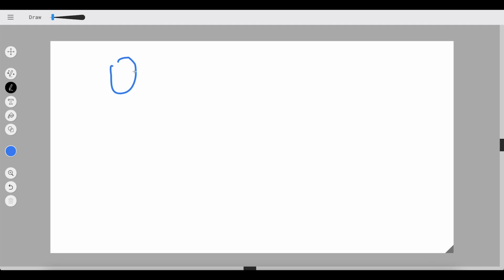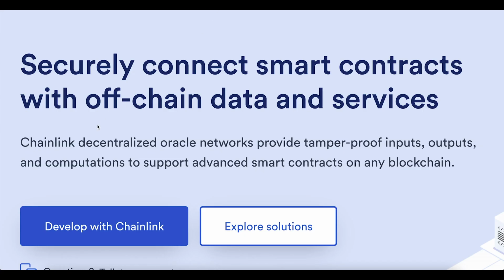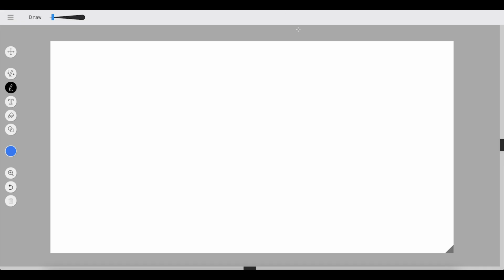Now they said off-chain and on-chain. So first of all, what is off-chain? Off-chain is any data that is out there in the real world, outside of the blockchain. So off-chain means it's not in the blockchain, it's outside of the blockchain. Now, for example, they are using the off-chain and then they transfer the data from off-chain to on-chain.